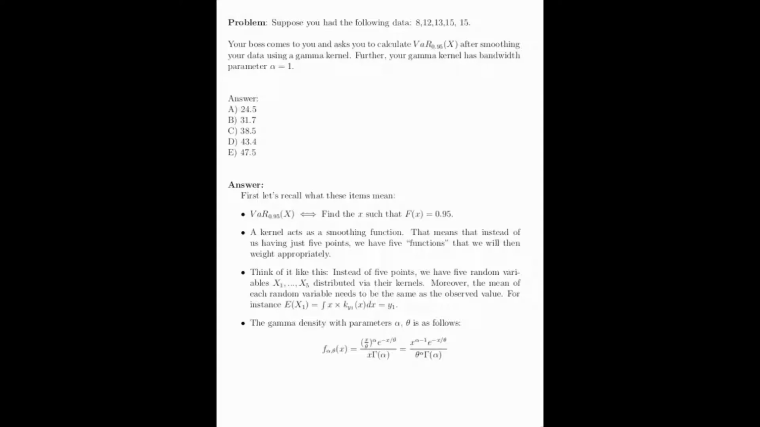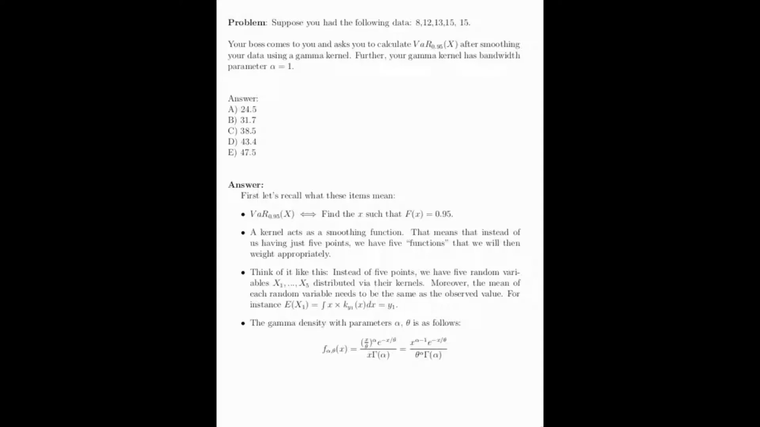We have 5 observations. Your boss comes to you and asks you to calculate a value at risk at the 95th percentile after smoothing your data using a gamma kernel. Your boss also tells you that he wants you to use a bandwidth parameter of alpha equal to 1. So given that information, here are your 5 answer choices, and we want to know how to proceed.